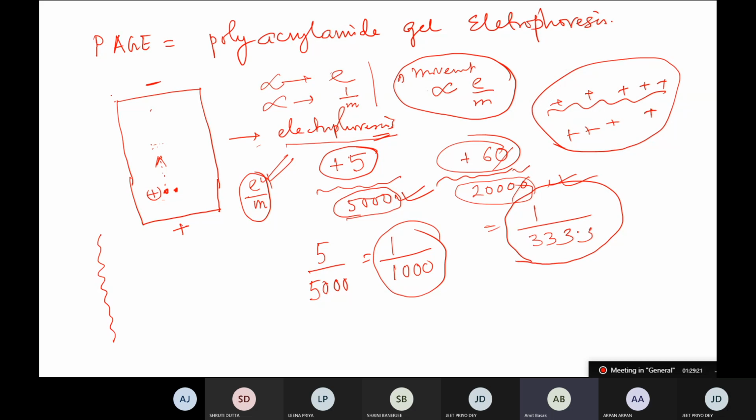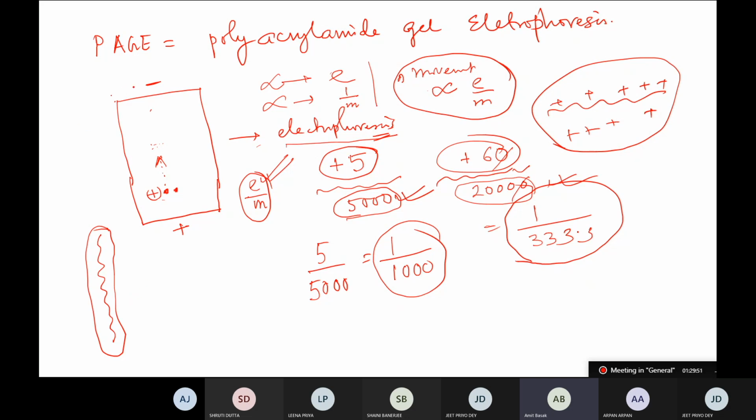So the E by M value will not be very high. It may be very low. So if the E by M is very low, then the movement will also be very slow. You understood this point? The overall charge in this protein molecule is not very high. Even if you have different pHs, the total charge will never be very high.